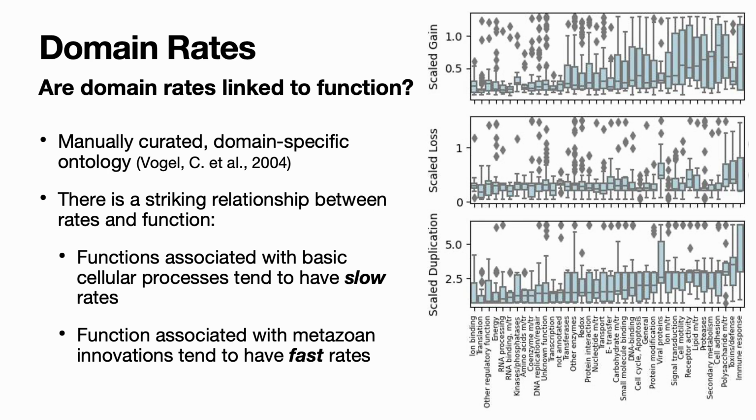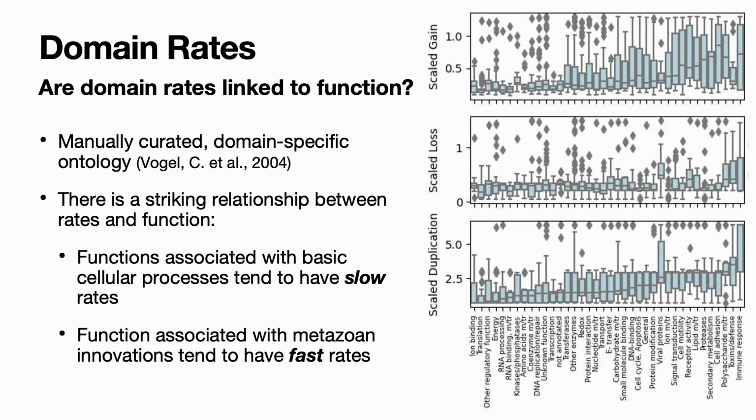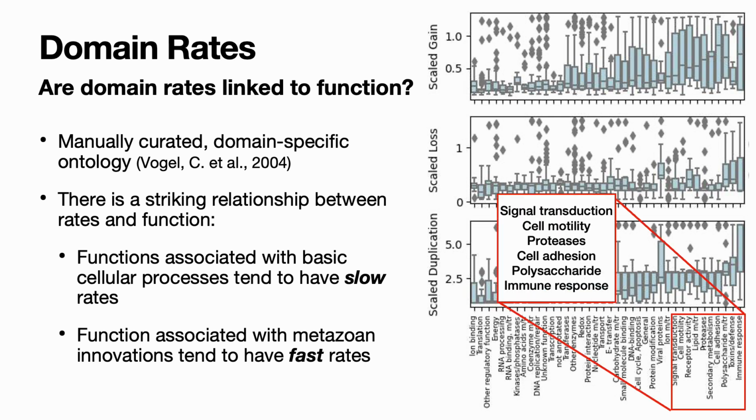This figure shows the distributions of gain, loss, and duplication rates in each functional category. Functions are ordered by the median duplication rate, with slow rates on the left and fast rates on the right. We can see that domains associated with basic cellular functions, such as translation, RNA processing, transcription, tend to have slow rates, whereas domains with functions related to metazoan innovations such as immune response, cell adhesion, signal transduction tend to have fast rates.